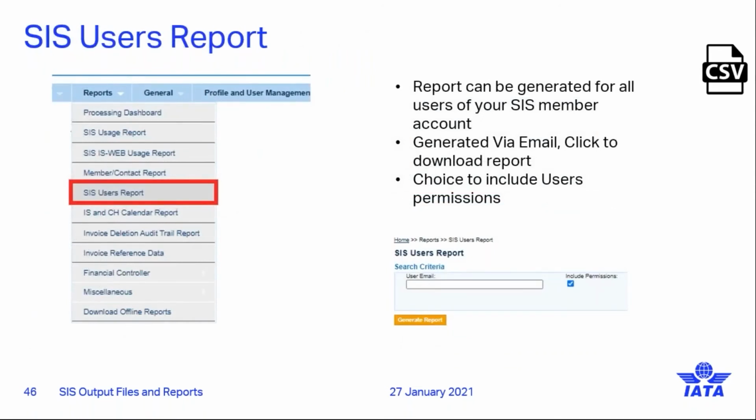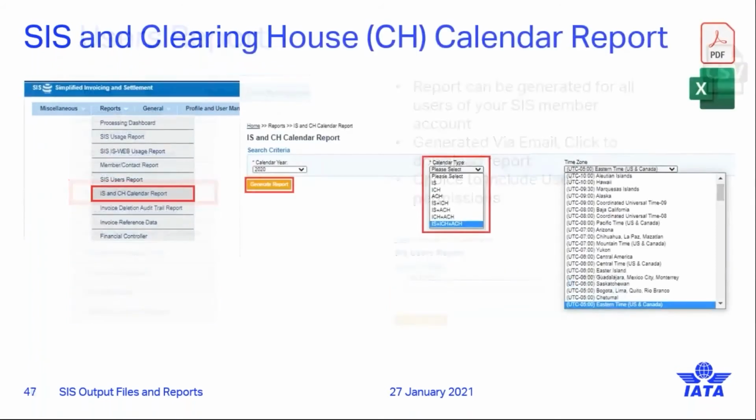Continuing, we look at the SIS users report. Here, this report can be generated for all of your SIS members on your account, or sorry, all the users on your SIS member account. This report generates via email, so you'll receive an email and you click the link to download, and you have the choice to include permissions of all the users associated with this profile.